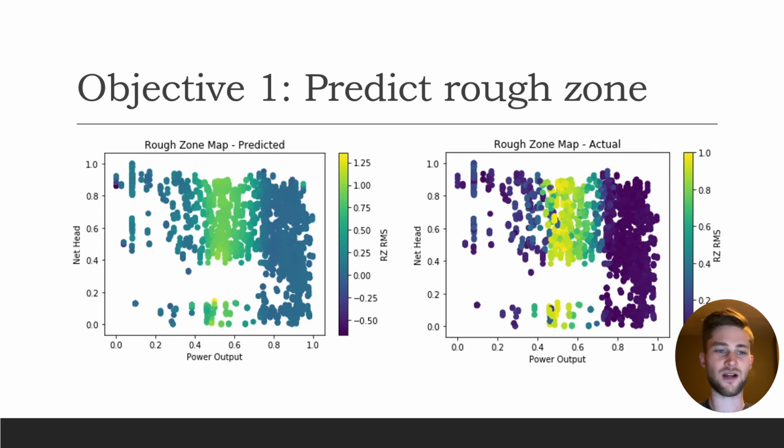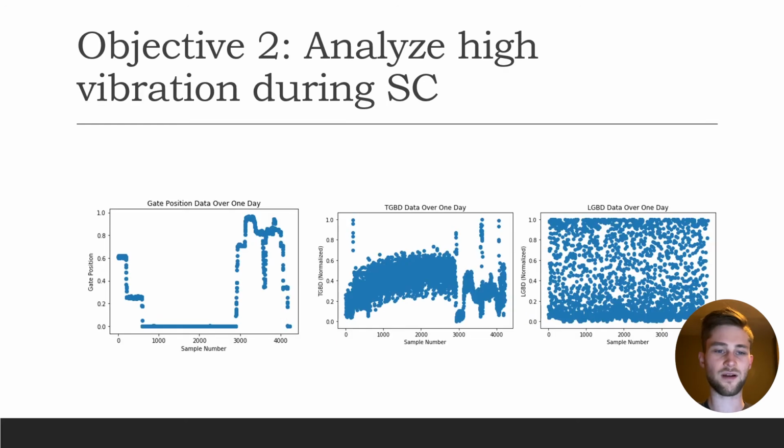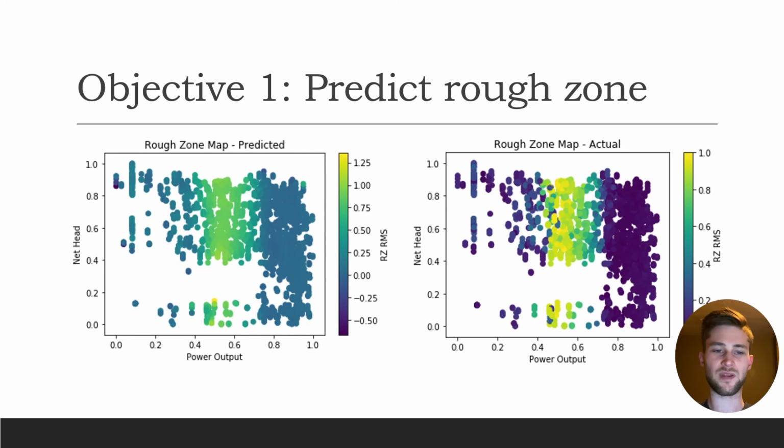Here's a plot showing the rough zone map, predicted versus actual. As you can see, it looks pretty similar, and you can see that relationship: as net head goes up, the rough zone tends toward a higher power output. You can see that slight positive slope there. Another thing to note, these plots were generated for gate position and power output.